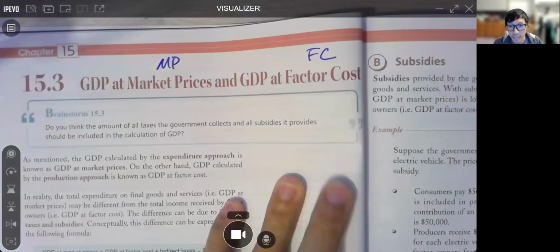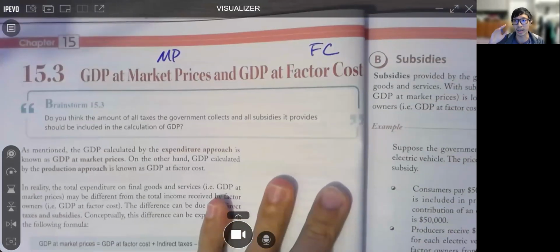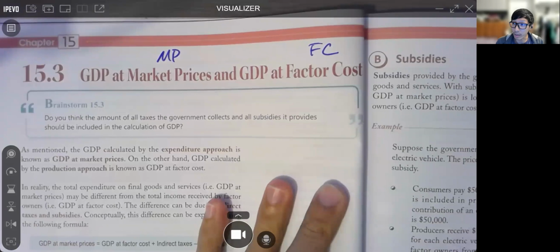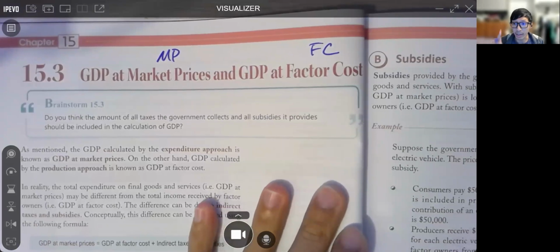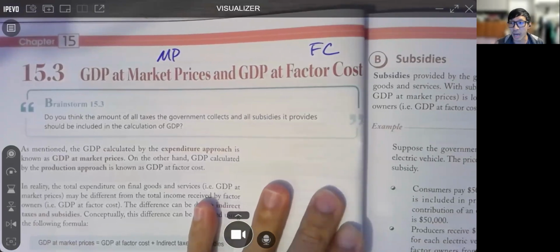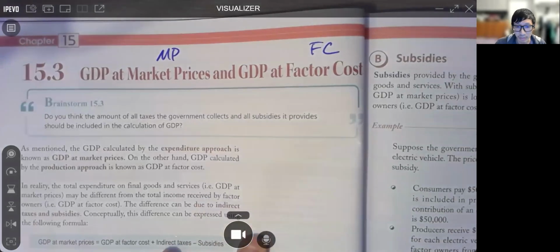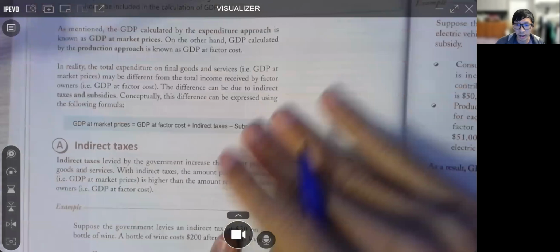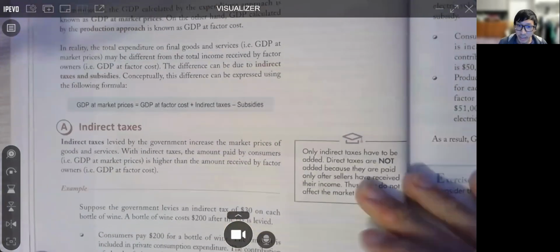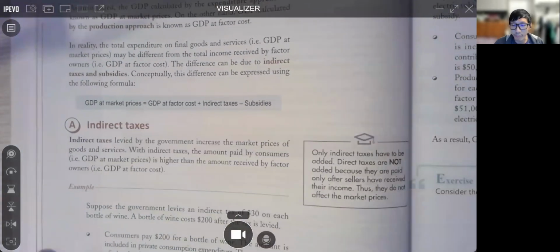Now, remember, right, according to the circular flow, in an ideal world, factor cost and market price should be of the same number, right? But in reality, remember, government would do some intervention, right? Now, without going into too much complicated details, let's look at this very important formula.